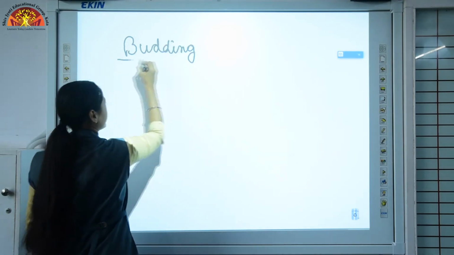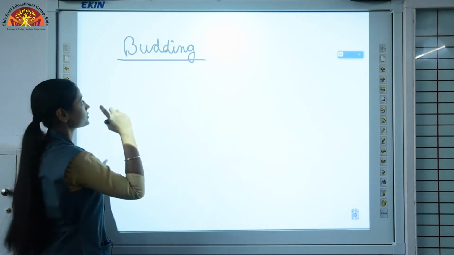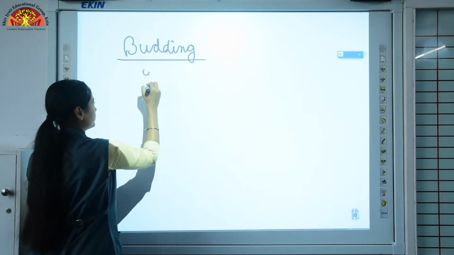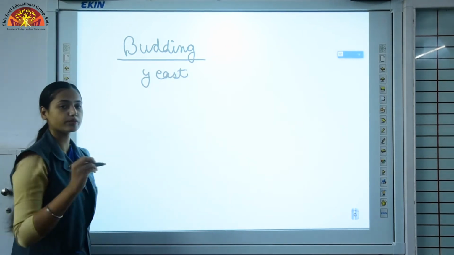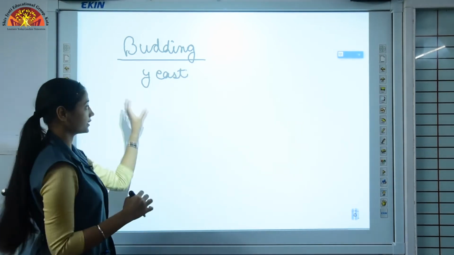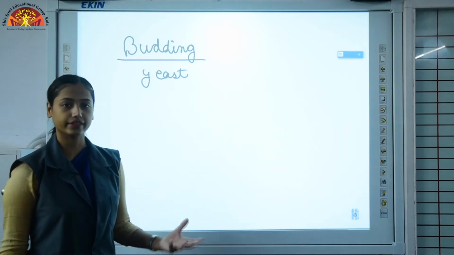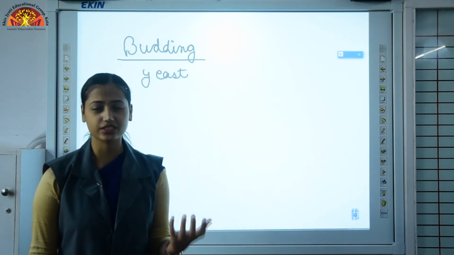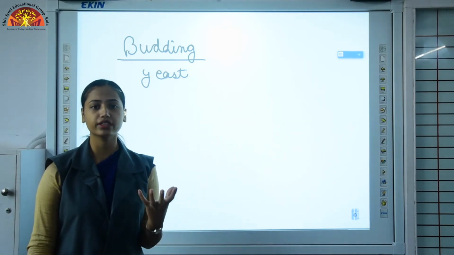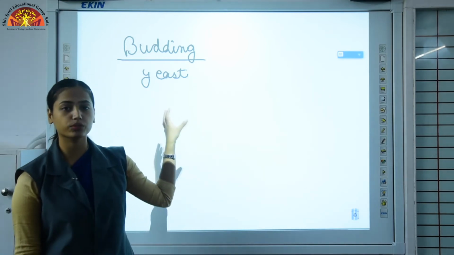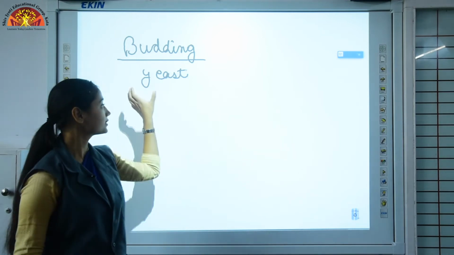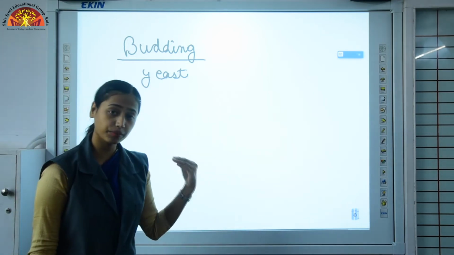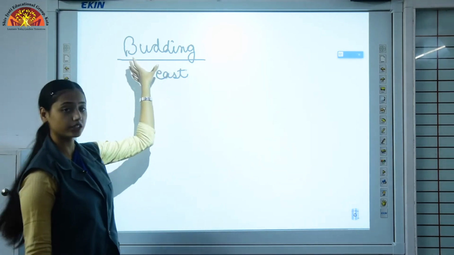Budding is a type of asexual reproduction and it is seen in yeast. Yeast is a microorganism and yeast is used in bakeries. You have seen that bread, cakes, they are very fluffy in nature. Even in alcohol, in fermentation, this yeast is used, and this yeast reproduces by the method of budding.